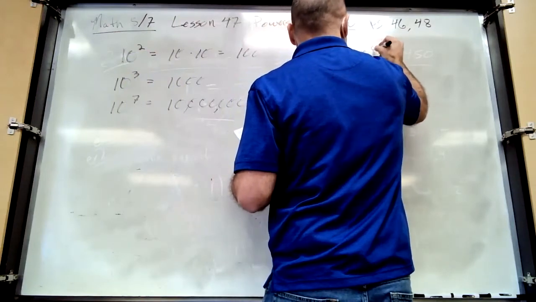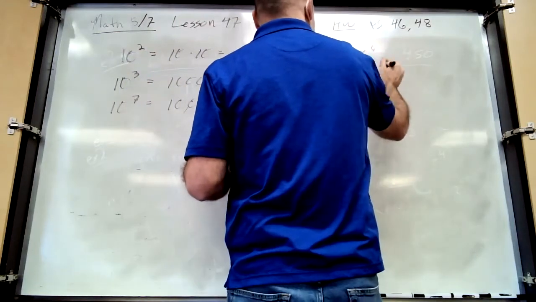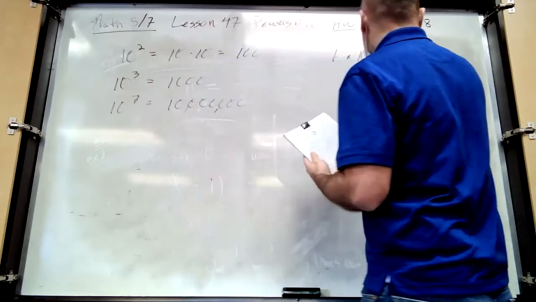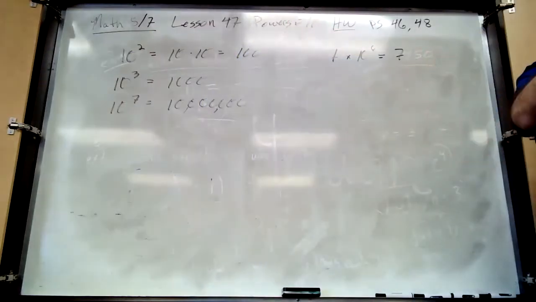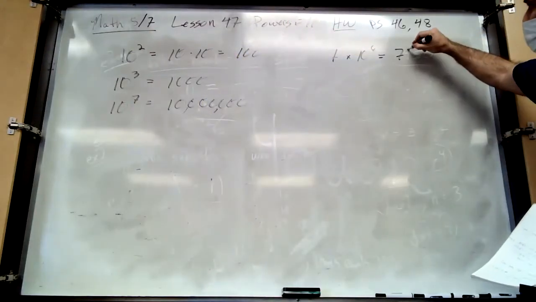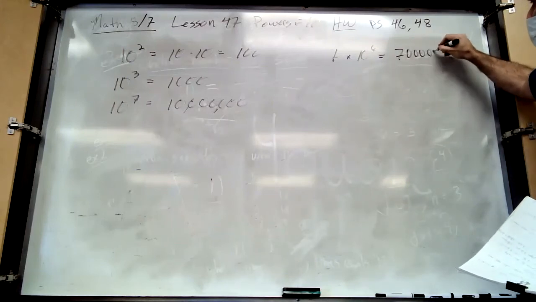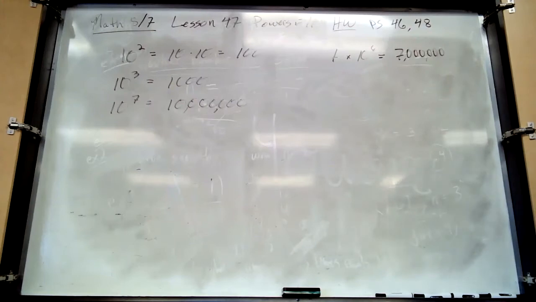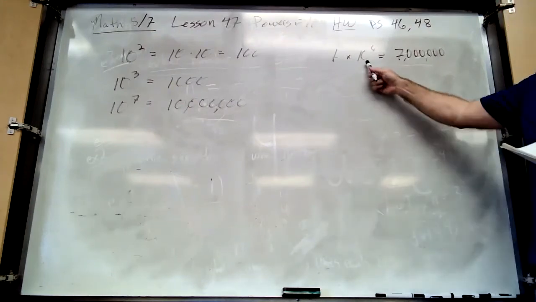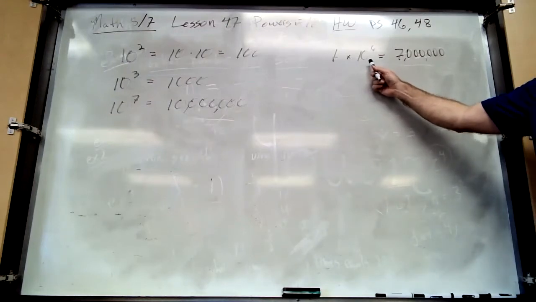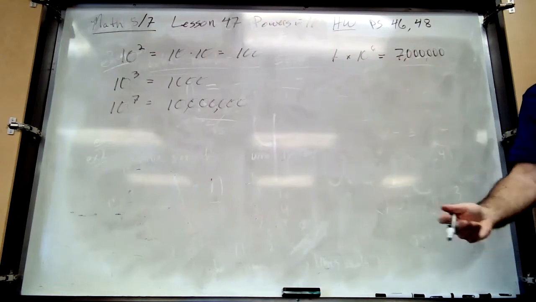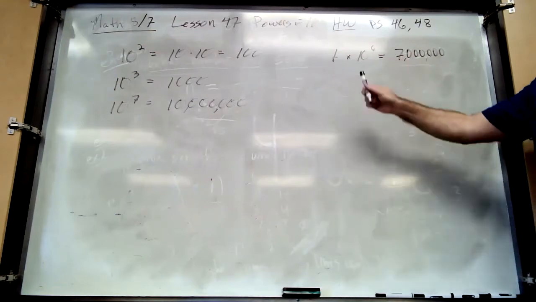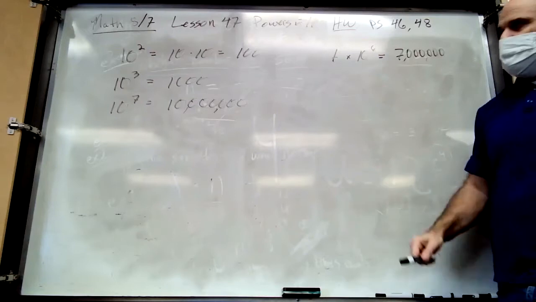So if I said something like this, 7 times 10 to the 6th, well, that's going to be 7, and then I'm going to move the decimal 6 places to the right. So what's the answer? 7 million, okay? And you could look at it like this: 10 to the 6th actually means million. This could be a way to spell million. 10 to the 6th equals million. So 7 million.